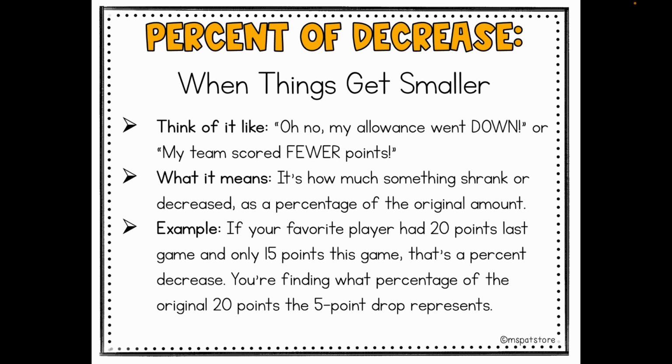Here is an example. If your favorite player had 20 points last game and only 15 points this game, that's a percent of decrease. You are finding what percentage of the original 20 points the 5-point drop represents.